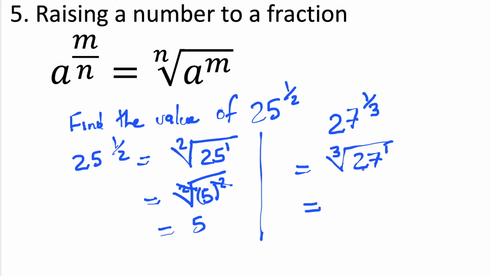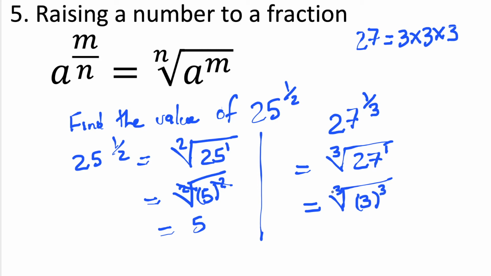Now, to find the value here, all we need to do is to find a number when we cube it, we get 27. Now, which number when we cube it, we get 27? Very good, that's 3. Because 3 multiplied by 3 multiplied by 3 will give us 27. So the cube root, let's write back the cube root. Now we have 3 raised to the power of 3. Now the cube root will cancel the cube. So our final answer here is 3.